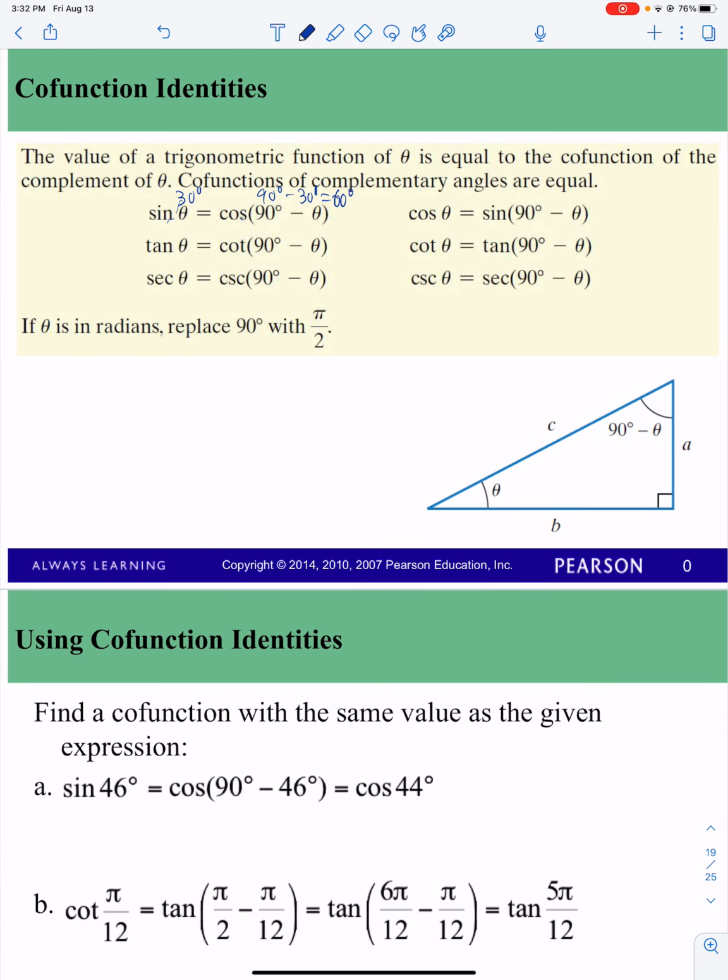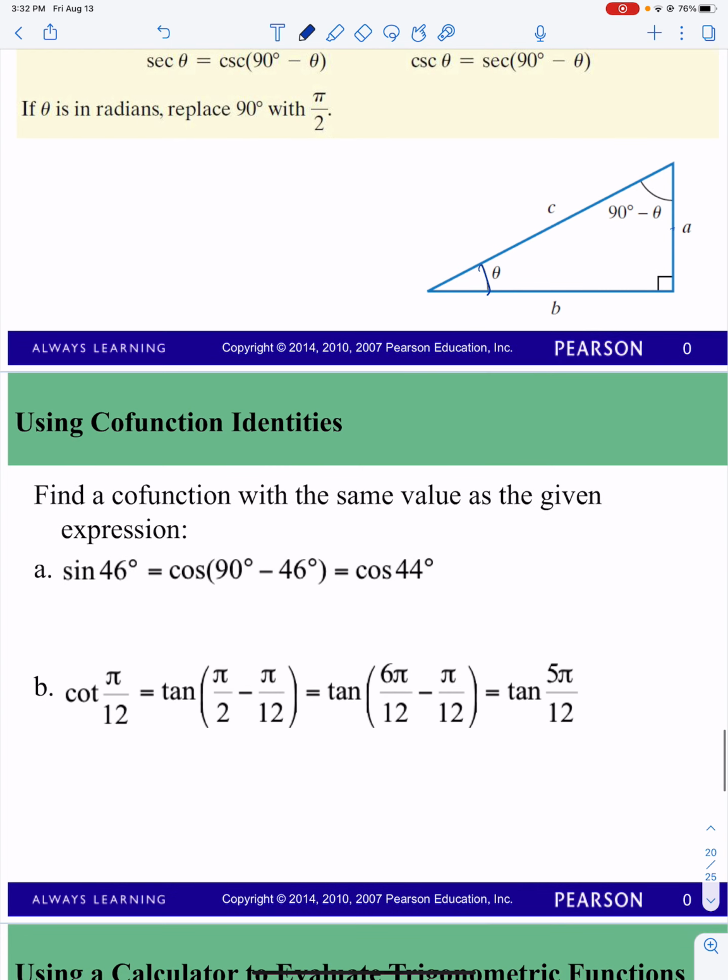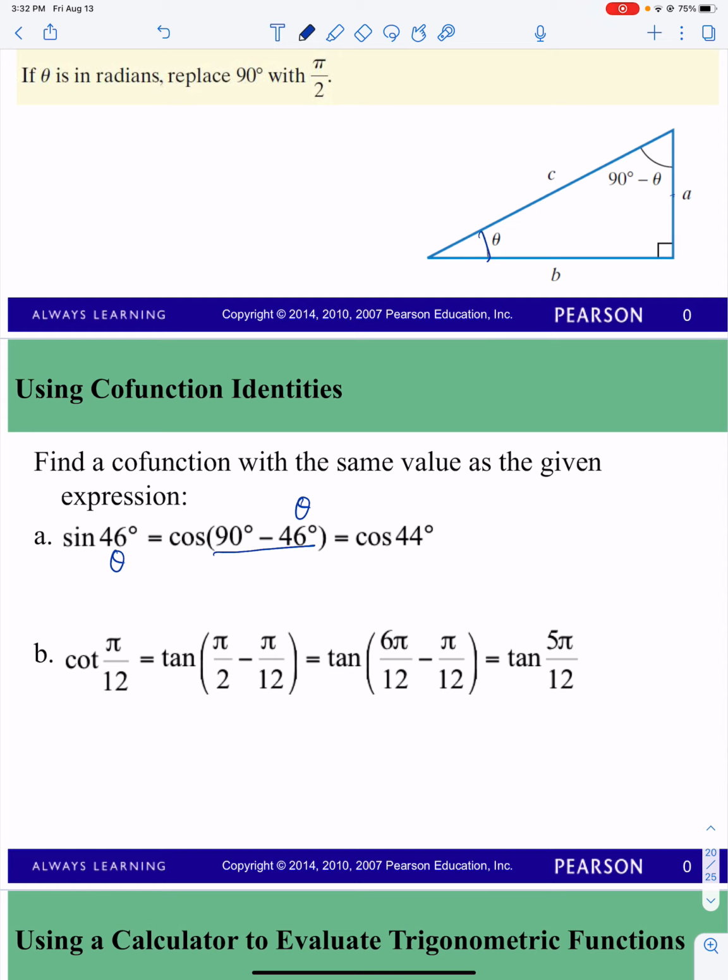Okay, so the idea behind this is that the opposite of one angle will be the adjacent of its complementary angle. So this is where it comes from. Okay, find a cofunction. So sine of 40 degrees will be cosine of what? Sine theta equals cosine of 90 minus theta. Here pi over 2 is what? 90 degrees. So you also need to notice pi over 2 is 90 degrees. This is when you have radians, you want to change everything to radians.